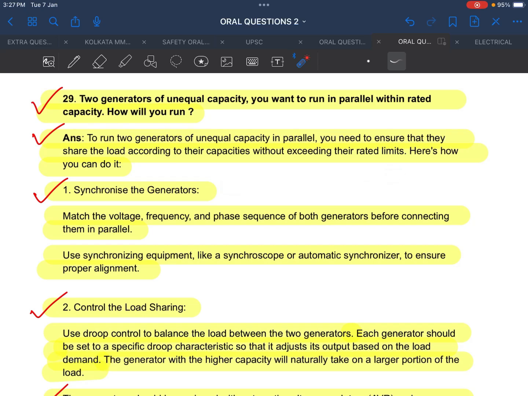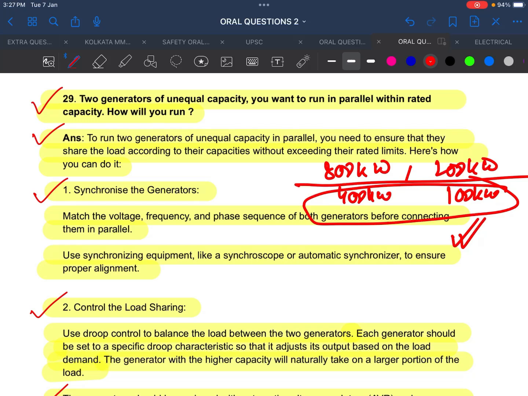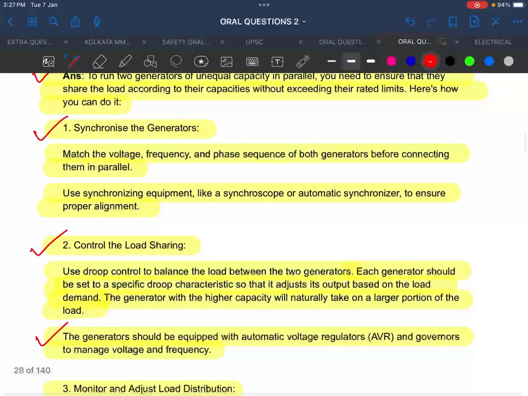How much will it share the load? I already explained, one generator has 800 kilowatt and another is 200 kilowatt. Then in parallel, they will share 400 kilowatt load and 100 kilowatt load. They are sharing the load up to full capacity, because in parallel they are sharing equal loads, so they will share up to this much only, they will not exceed above this. So this is the method I already explained, how you can synchronize. You can read this also, no problem.